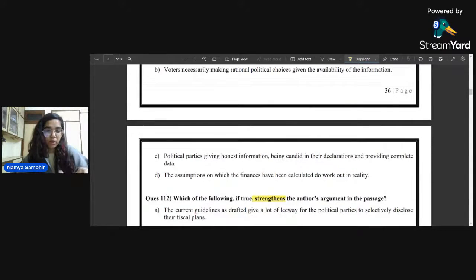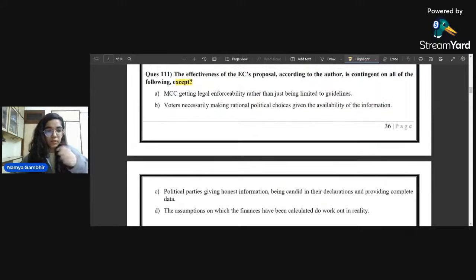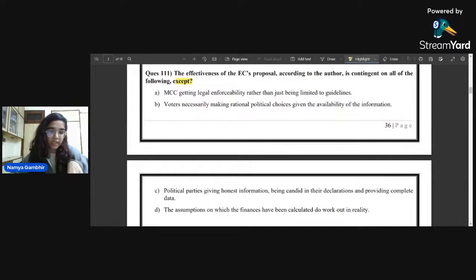Now the third and the fourth option: political parties giving honest information, being candid in their declarations and providing complete data. That is absolutely true. And the assumptions on which the finances have been calculated do work out in reality. That is also true. So we have the answer over here, which is option B.